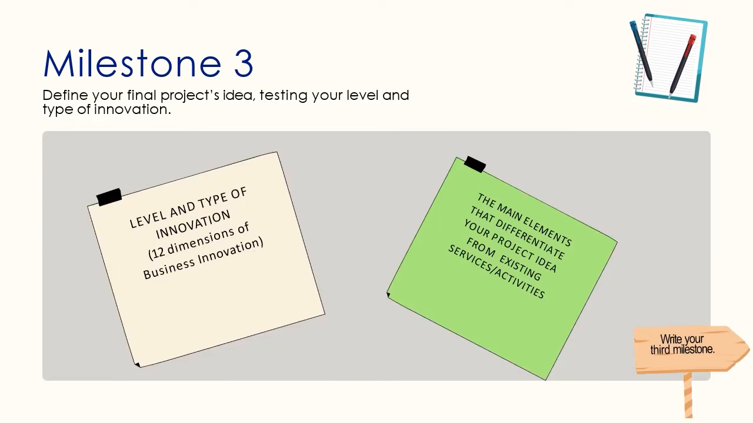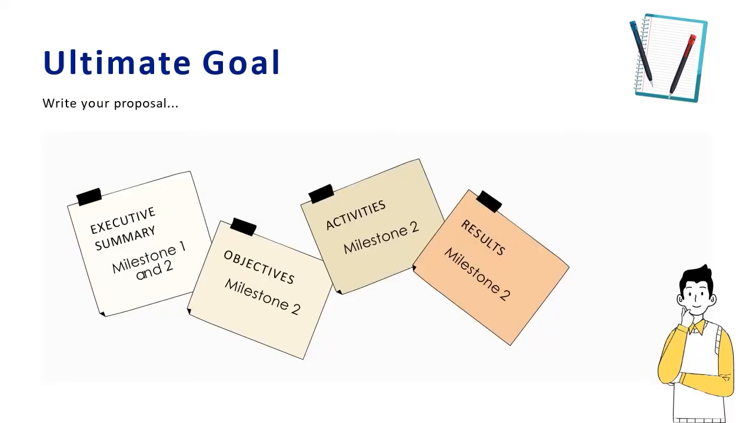Milestone number 3. Define your final project's idea, testing your level and type of innovation. Don't forget to locate your idea in the 12 dimensions of business innovation and to check in what ways your proposal differs from existing services and activities. Here is the ultimate goal of your roadmap. Write your proposal in these sections.